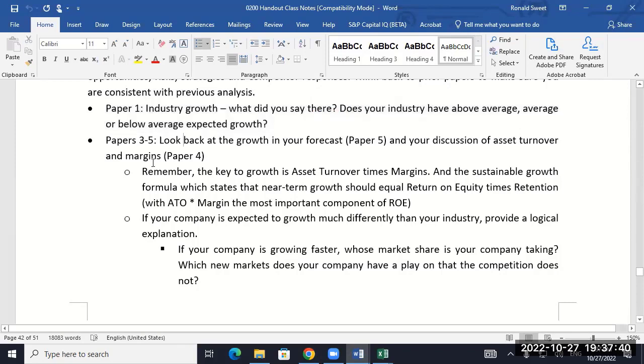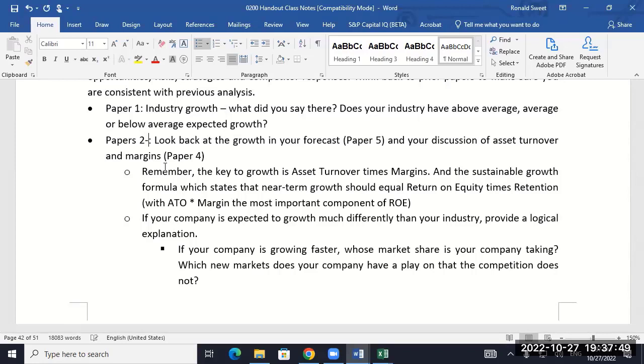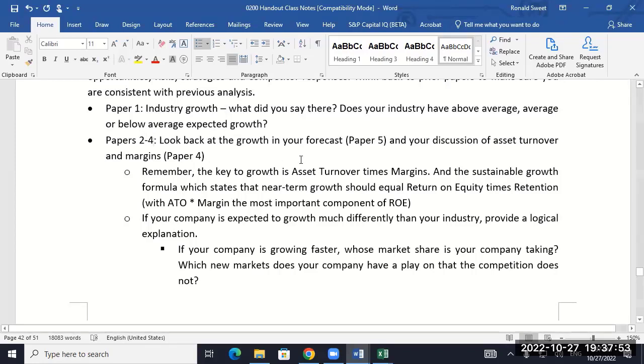Then look back at your papers 3, 4, and 5. Remember, you just did a forecast. I guess it's two papers. Sorry, I should never change paper page numbers. 2, 3, and 4. You just did a forecast in paper 4. You can't have 10% growth in paper 4 and then use 2% in paper 5. That doesn't make sense. So there should be some consistency there.